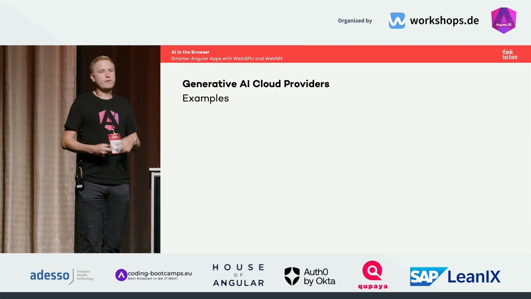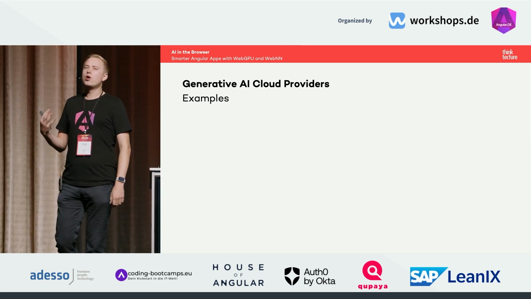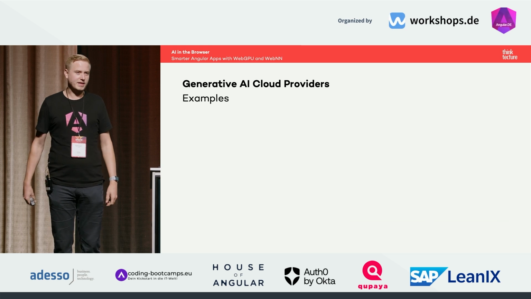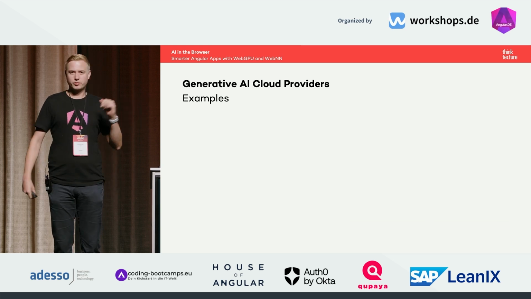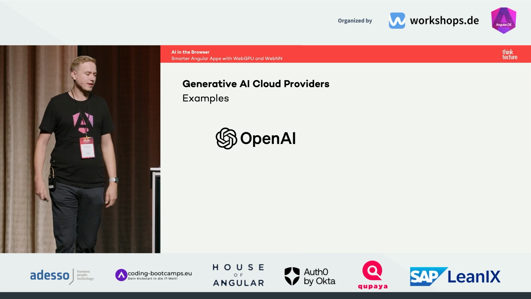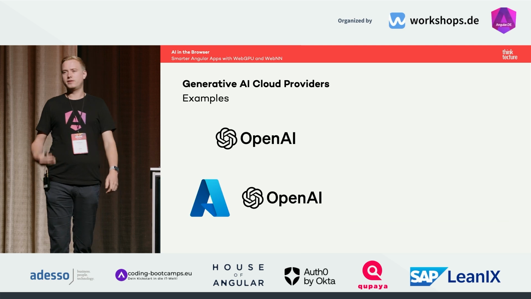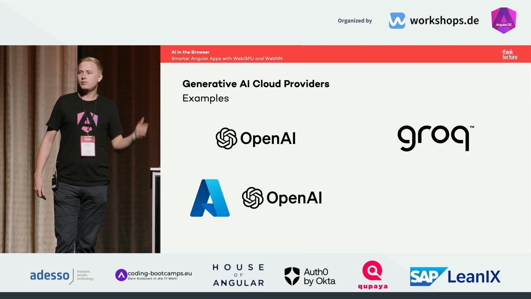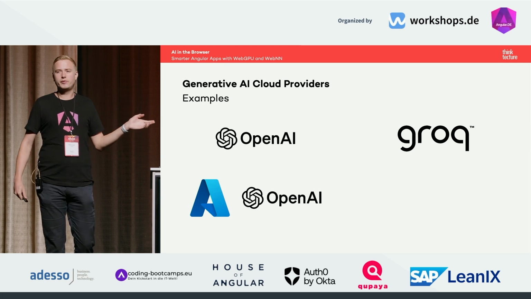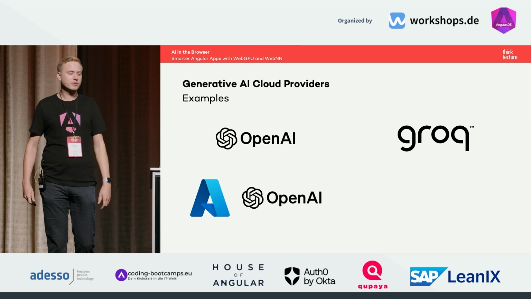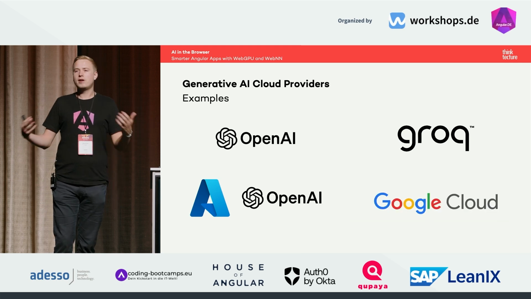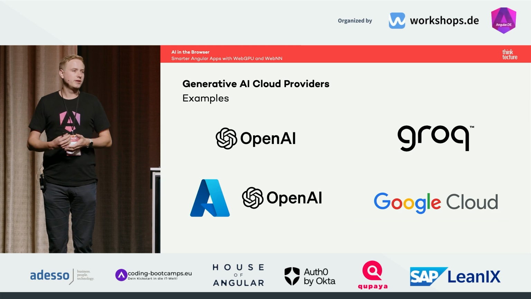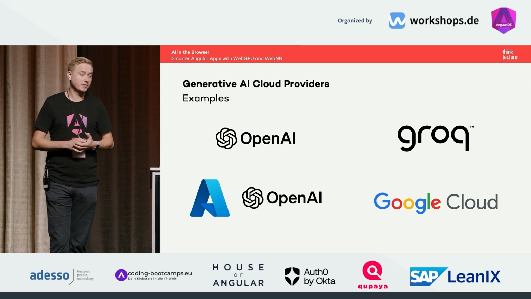So, the first thing that you would normally do if you build an AI-based application is to go to a cloud provider. And there are many of them. There is OpenAI, there's the Azure OpenAI version, so to say. There is Groq, which has a stunning inference speed of over 1,000 tokens per second, or the Google Cloud, plus many, many more vendors that you could use.